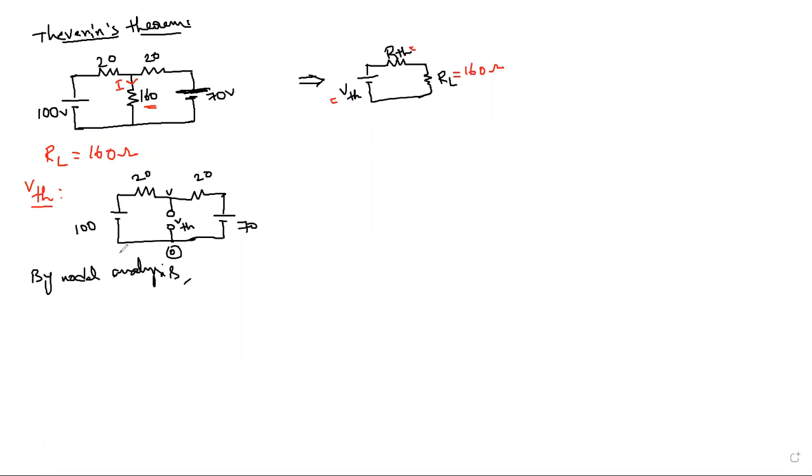So tell me the equation now for the first branch. V minus 100 by 20. Very good. V minus 100 by 20 plus, there is no second branch. It is open, leave it. And this branch, V minus 70 by 20. What about the value of V now? 85. Very good. 85 volts. This is nothing but your VTH.